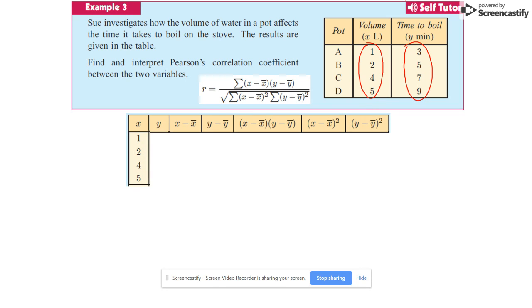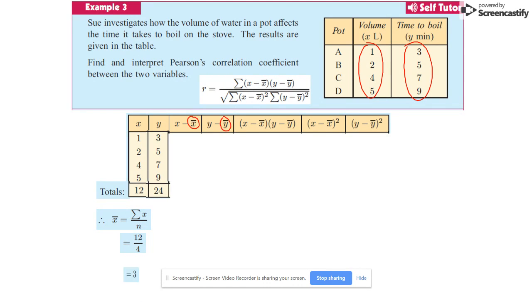That's just the list from both data sets. So there's the X and Y list. And then if you notice, we need to calculate the mean of both of those things. So the mean of the X data, which is the volume, would be the sum of those values divided by 4, which is 12 divided by 4 is 3. And then for the Y values, the time to boil, 24 divided by 4 is 6.